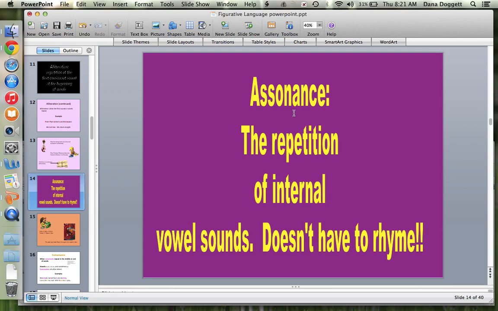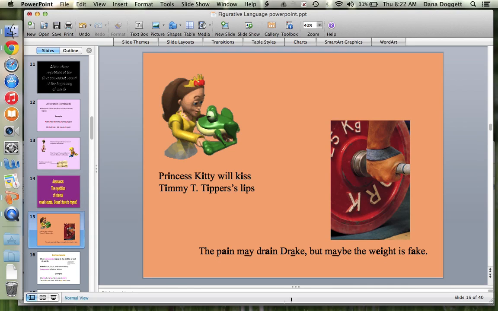Next up we have assonance. Assonance is the repetition of internal vowel sounds. It doesn't have to rhyme. This is one of the trickier ones, I think, to recognize, so don't worry if you haven't heard of it before or if you have trouble recognizing it in literature. Hopefully we'll get to go through some examples together. But here are some examples from the PowerPoint.